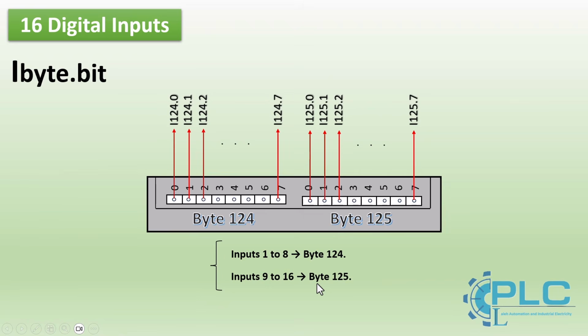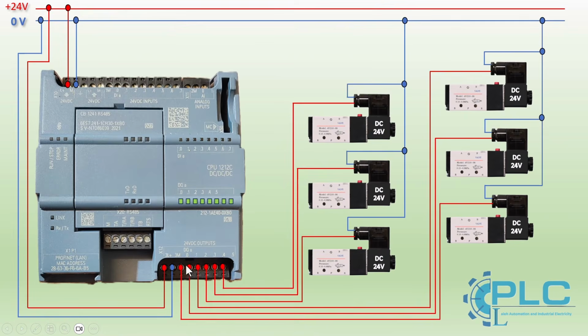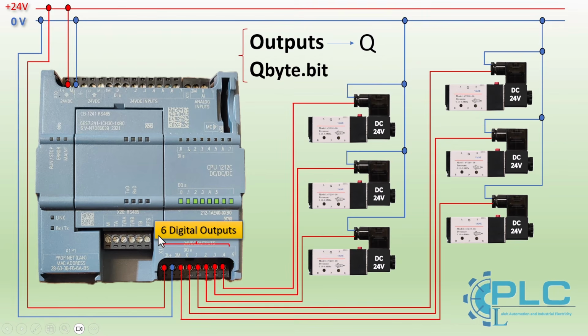The same byte-and-bit addressing principle applies to digital outputs. As I mentioned earlier, the PLC output area is identified by the letter Q. When we write an output address, we first write the letter Q, followed by the byte address, a dot, and finally the bit address. Now, let's look at the digital outputs of our CPU 1212C. Our CPU has 6 onboard digital outputs. In our current hardware configuration, the output start address is byte 0.